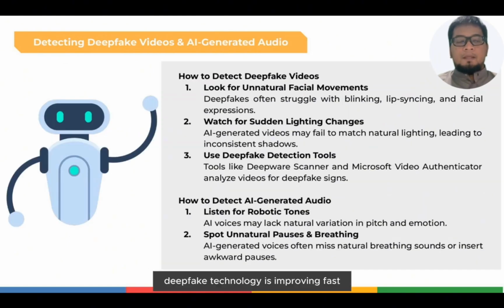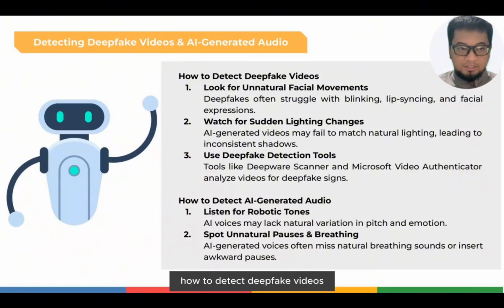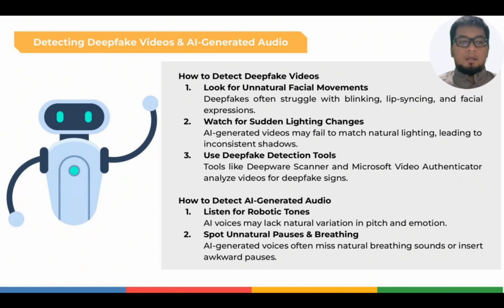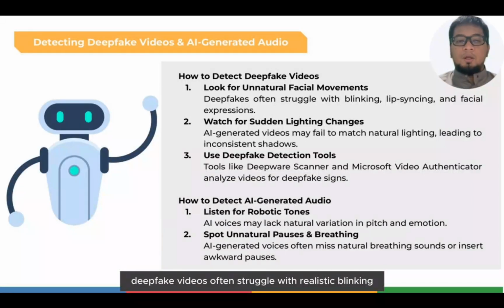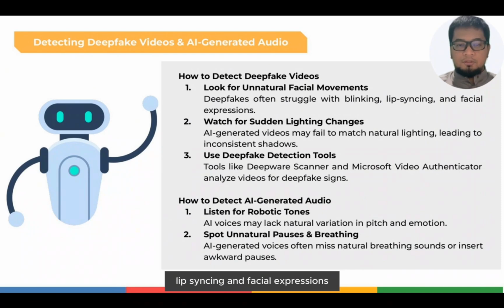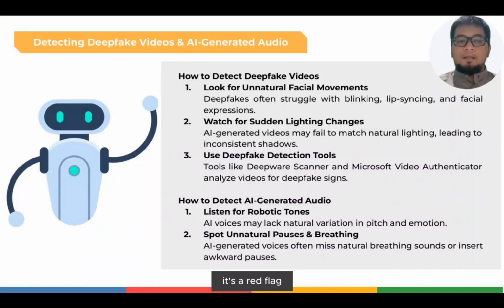AI-generated images are getting more sophisticated, but by paying attention to these clues, you can spot the fakes before they spread. Deepfake technology is improving fast, making it harder to tell what's real and what's fake. But don't worry, there are a few key signs that can help you spot a deepfake. How to detect deepfake videos. Look for unnatural facial movements. Deepfake videos often struggle with realistic blinking, lip syncing, and facial expressions. If someone's face looks slightly robotic or their lips don't match their words, it's a red flag.